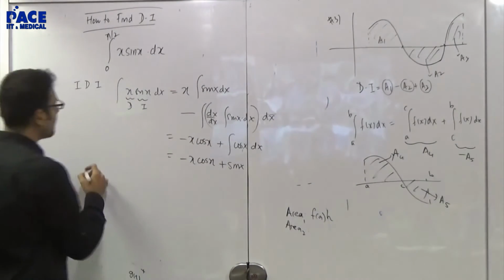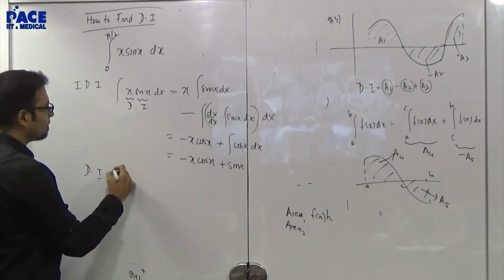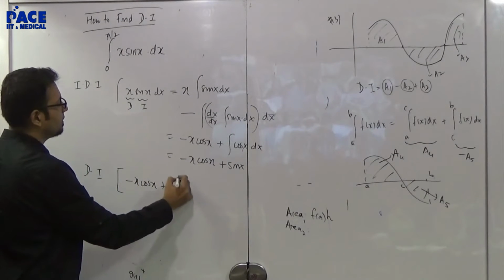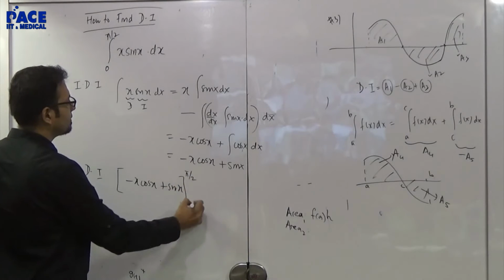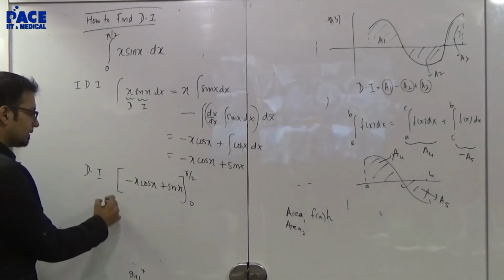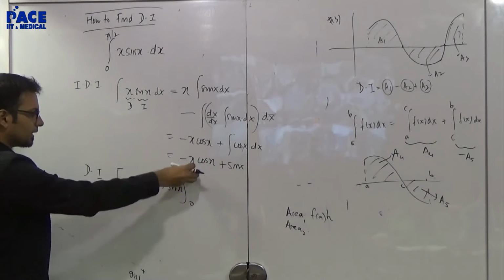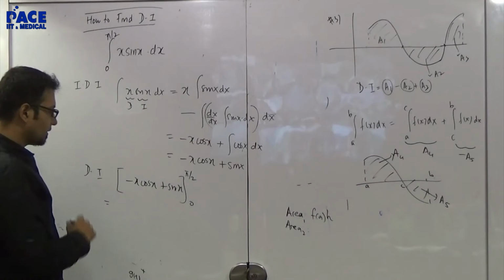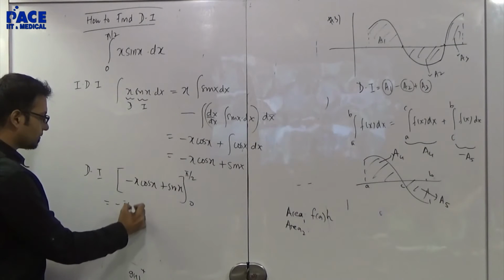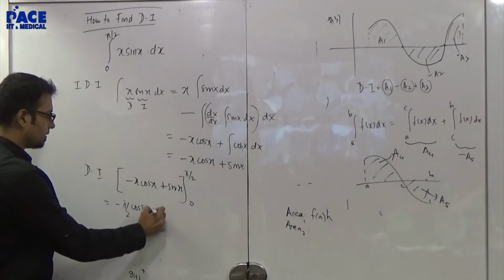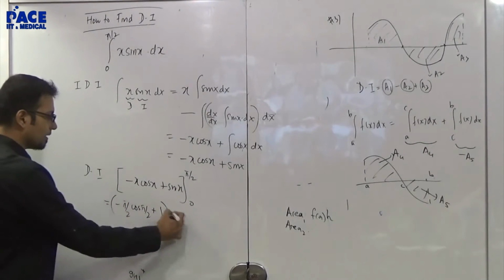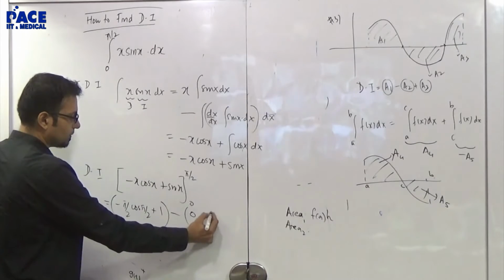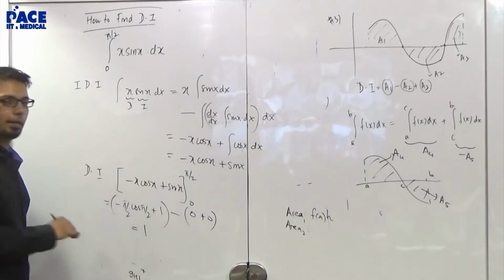But when we calculate the definite integration, now we will put the limits on it. On minus x cos x plus sin x we will put limits pi by 2 and 0. So first I'll calculate f of pi by 2, then I'll calculate f of 0, and I will subtract. What do I get? Minus pi by 2 into cos pi by 2, which is 0, plus sin 90, minus, when you put 0 everything becomes 0. So what's the answer? The answer is 1.